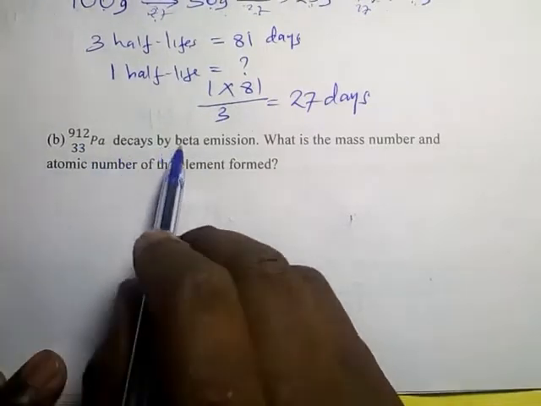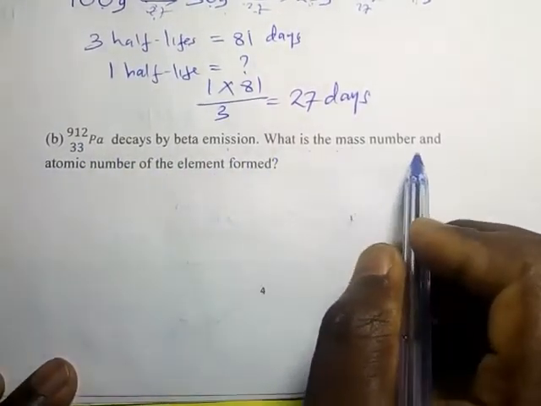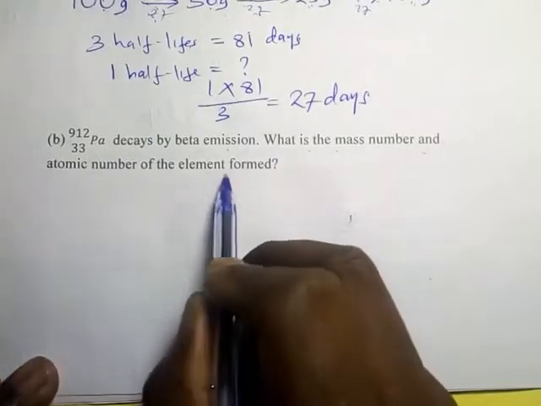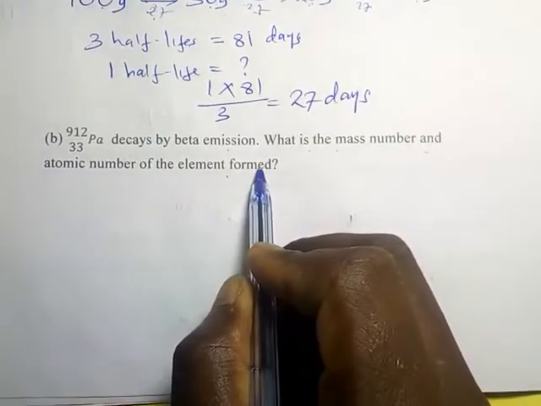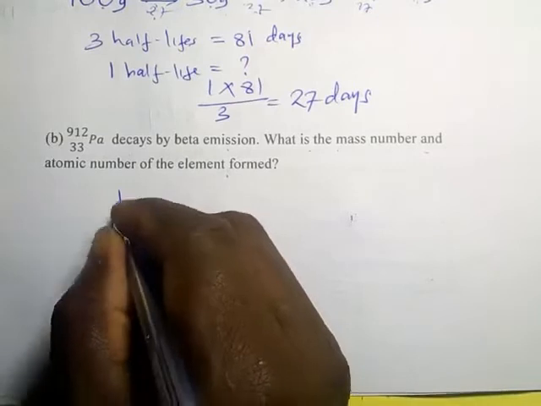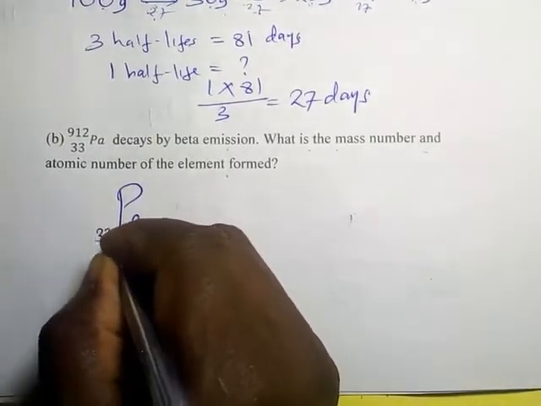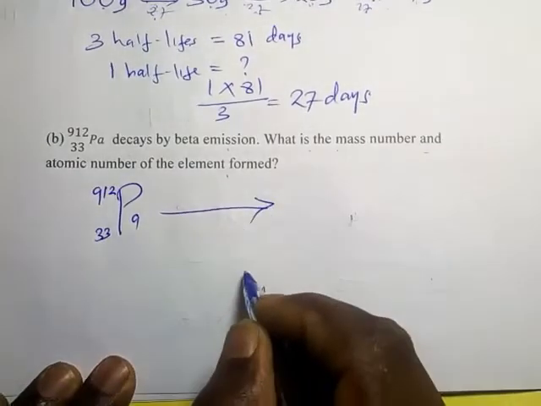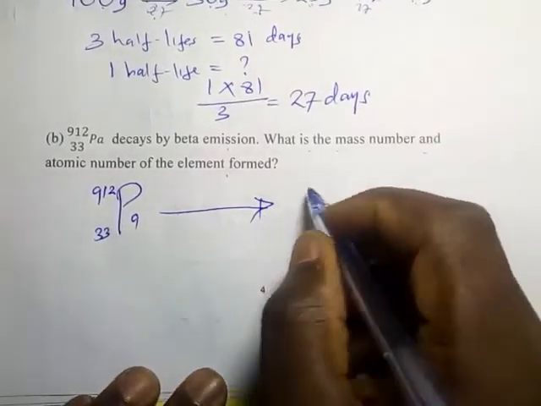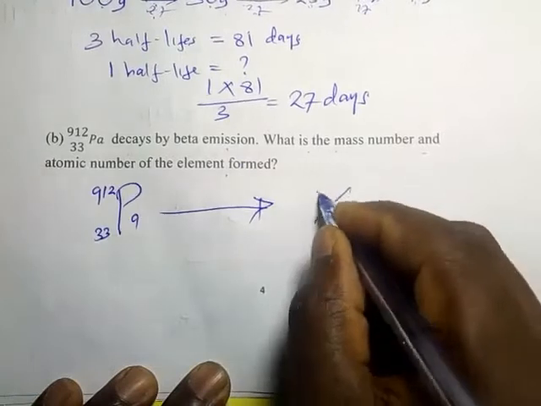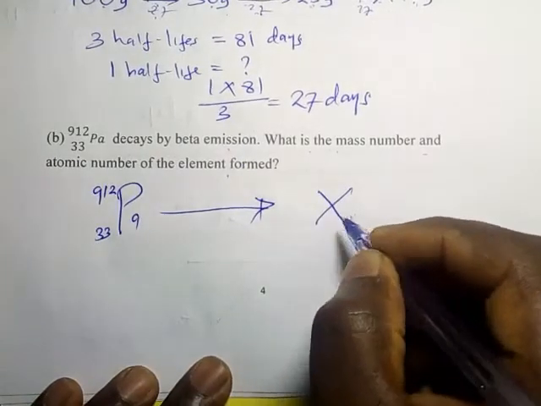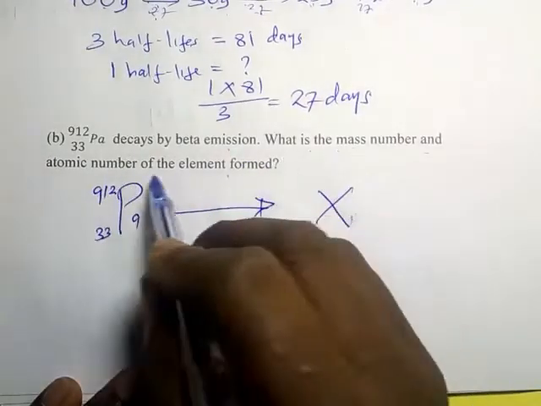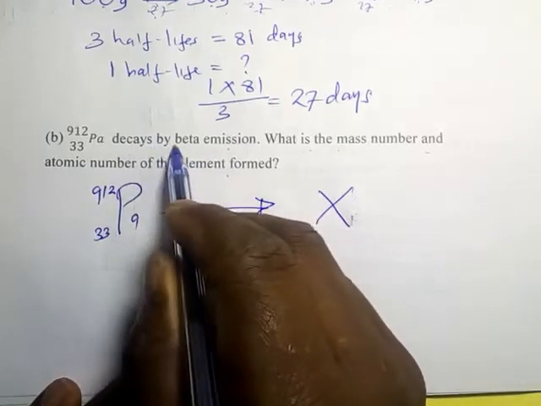This one decays by a beta emission. What is the mass number and atomic number of the element formed? So we have Pa 33, 912, and now we want to write the nuclear equation. An element is formed which is X. We don't know which element it is, but we know that it is undergoing a beta decay.